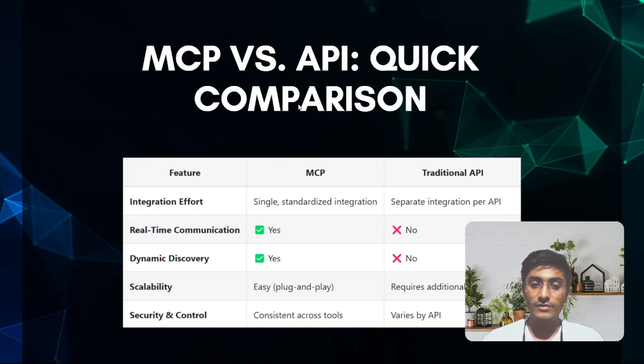Three, two-way communication. MCP isn't just about AI asking for info. It can also tell tools to do things. So imagine it like a conversation where the AI can listen and speak, like checking your calendar and then booking a meeting.